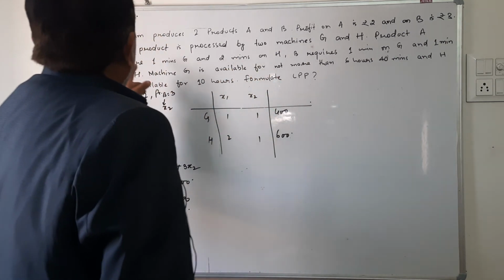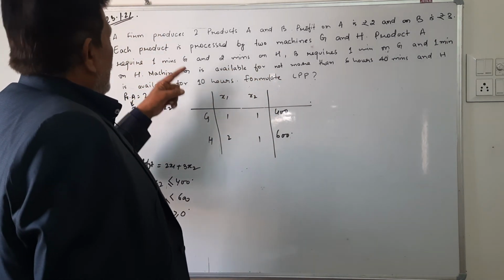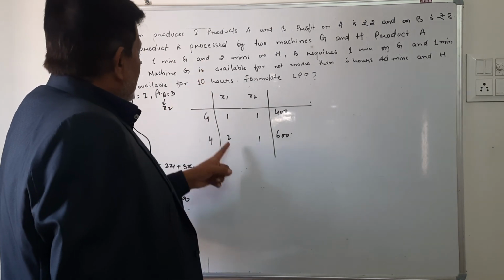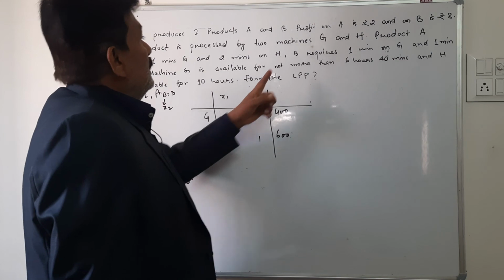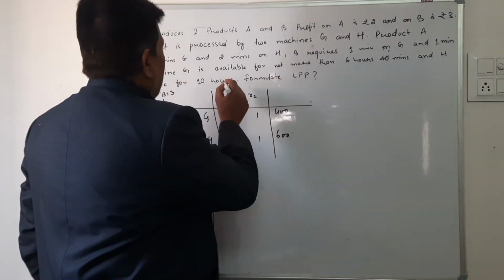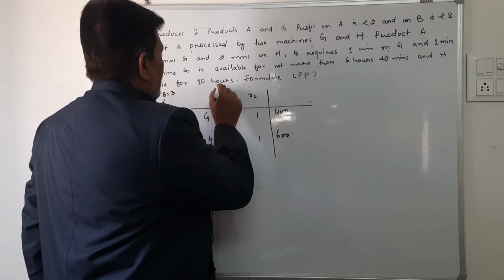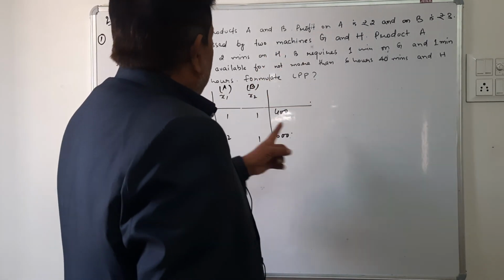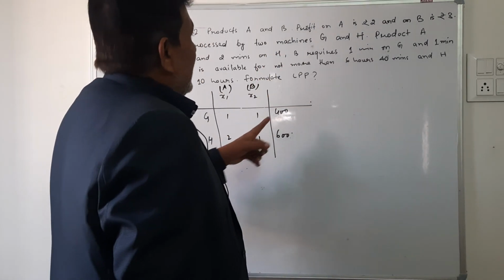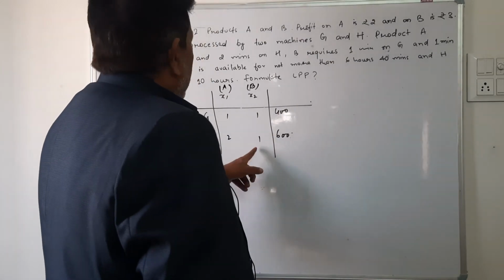Now product A requires 1 minute of G and 2 minutes of H. This is a requirement of X1, whereas B requires... this X1 has been taken for A and X2 for B. And B requires 1 minute of G and 1 minute of H.